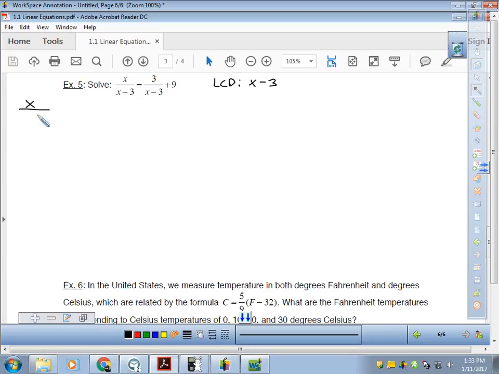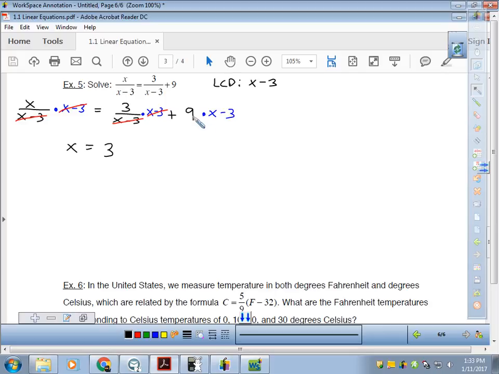So I'm going to rewrite the equation. x over x minus 3, leave a little bit of space, equals 3 over x minus 3, leave a little bit of space, plus 9. So I'm going to multiply everything by my least common denominator, so timesing everything by x minus 3. On this first term, the x minus 3's cancel out, and so all I have left is just an x. On the second term, the x minus 3's cancel out, and all I have left is a 3.